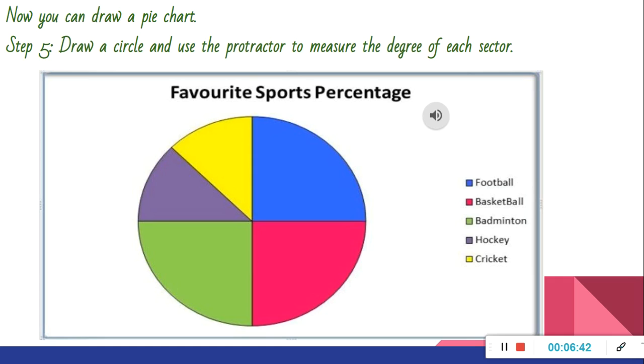The name of the pie chart is favorite sports percentage. And on the side we also show the icon of the color: blue football, red basketball, green badminton, violet hockey and yellow cricket. Okay. So this is our pie chart. Clear?